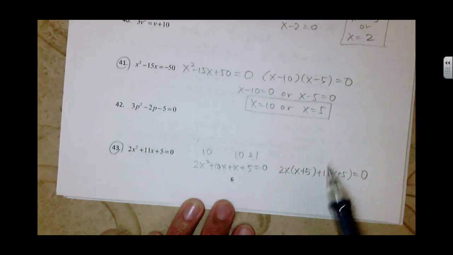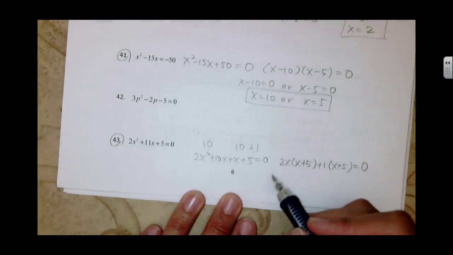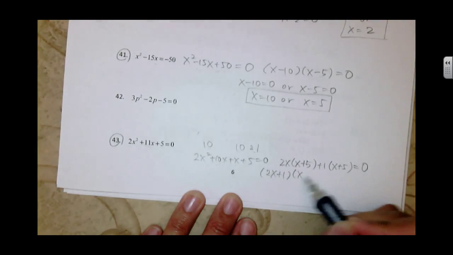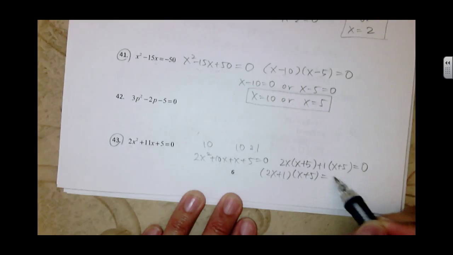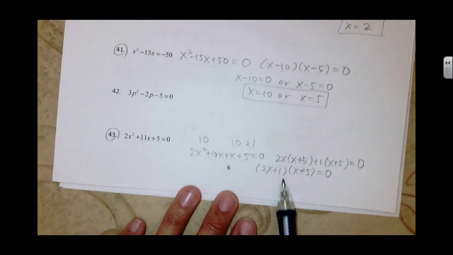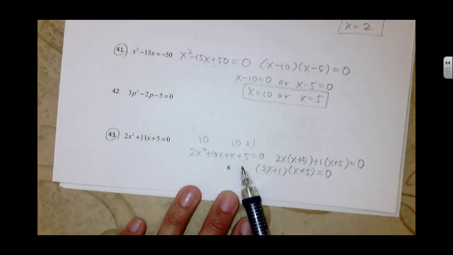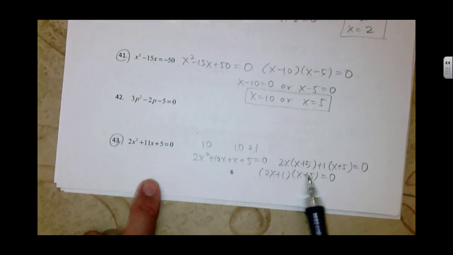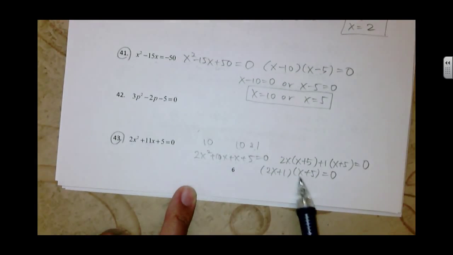I just factored 2x from these two terms, and then 1 from these two terms. Now, you can combine them, right? So you have 2x plus 1 and x plus 5 equals 0, and now you're done factoring. Now, if you can go straight to here from here, go right ahead. But I like to do it this way, because when numbers get complicated, this always works, and I don't have to think about the signs and different combinations of numbers.